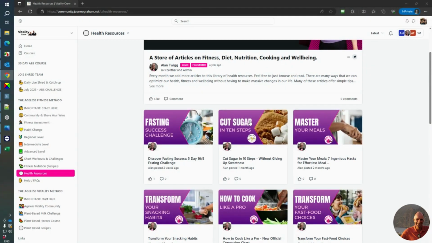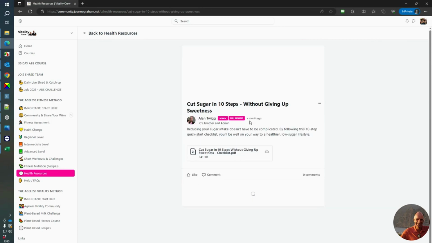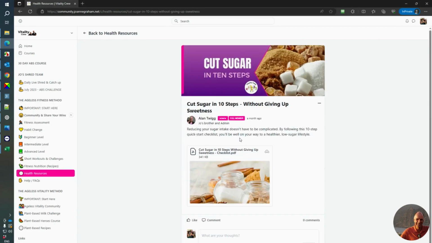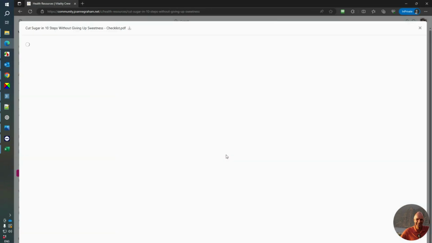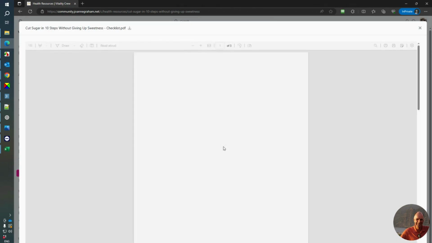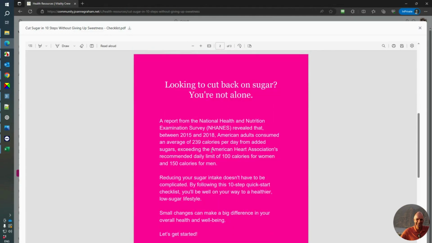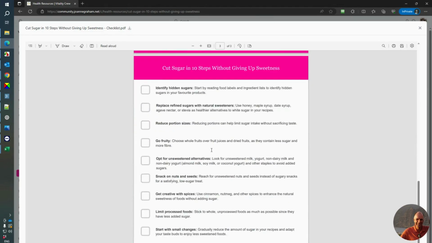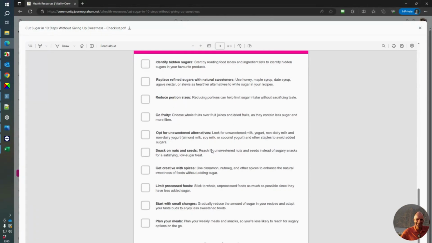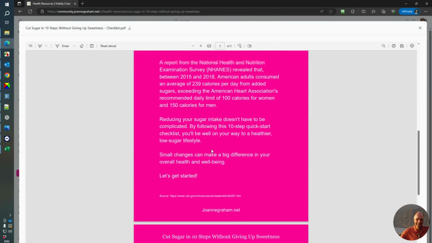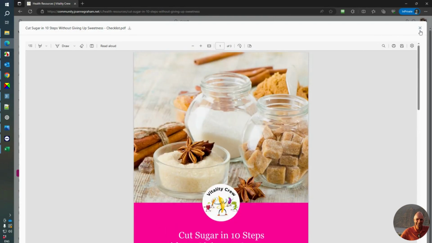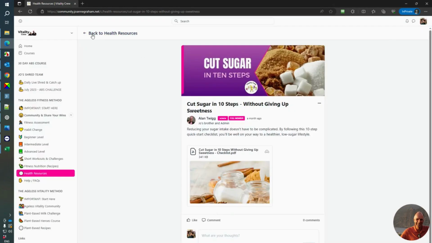So if we take this one, for instance, cut sugar in 10 steps, this was the one that we released last month. You'll see this is fairly typical of these. It's just information on how to do it. It informs us about where we can find sugar, and it gives us tips on how to reduce them. This was quite a small one, actually. Let's take a look at one of the others.